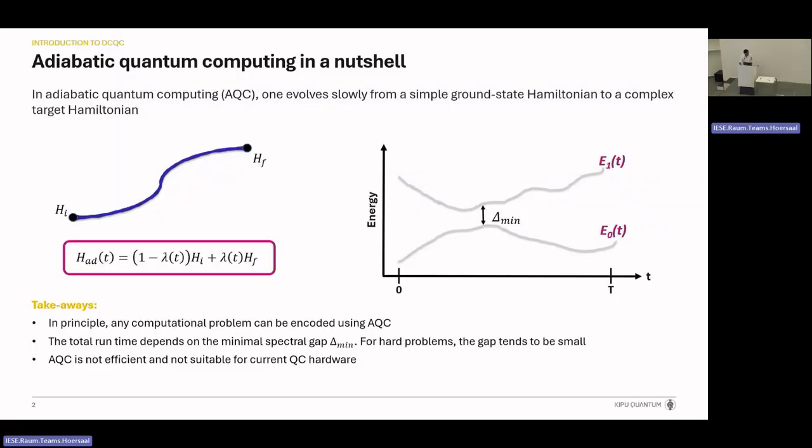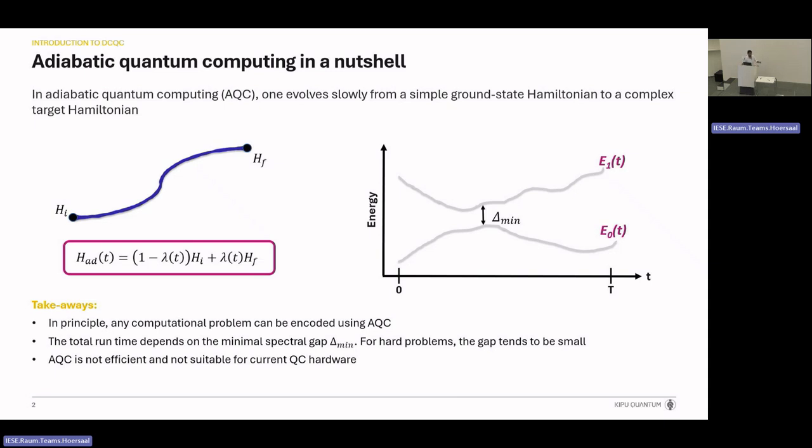So to start, I will start by introducing our algorithm itself. That is digitized counterdiabatic quantum optimization. The inspiration comes from adiabatic quantum computing. As you might know, in adiabatic quantum computing, given a computational problem, you encode this problem in some many-body Hamiltonians. So the optimal solution to this problem is usually encoded in the ground state of this many-body Hamiltonian.